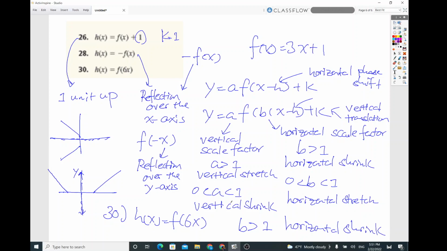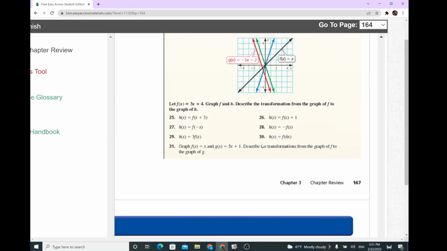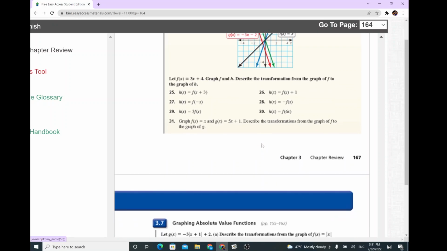Okay, so now let's see what else we have for this lecture, or the review for chapter 3. So the other one: describe the transformation if f of x equals x, so g of x equals 5x plus 1. That means the graph is going to be considered a 5 unit scale horizontal stretch, and 1 unit up vertically.